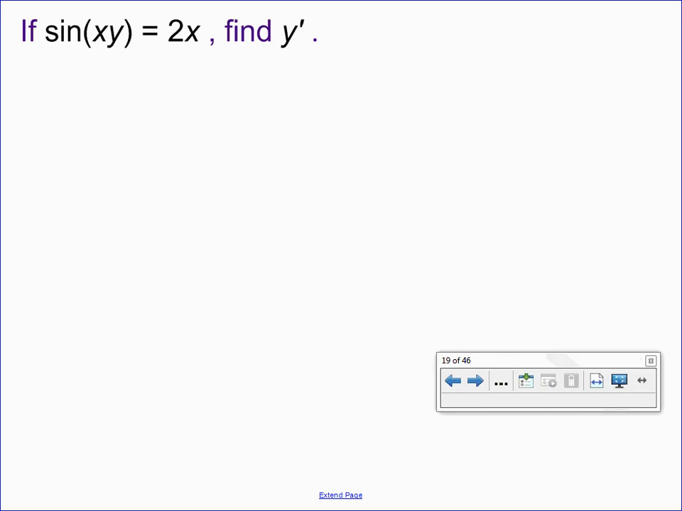So I saw this a couple years back in a release practice exam, where we've got sine of xy equals 2x. Let's find y prime. Can we do that? Well, yeah, x's and y's are mixed together on the same side. No problem. We've got implicit differentiation as our technique to handle that. So go ahead and try that. After a little bit, I'll go ahead and show my differentiation. We can compare.